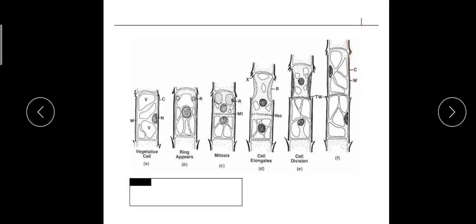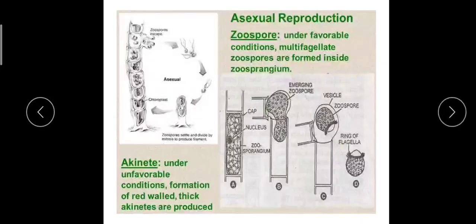And next we will be going through the reproduction section. In reproduction, we will be dealing with the asexual mode of reproduction, particularly in this video. Actually reproduction takes place by vegetative, asexual and sexual methods in the case of Oedogonium.